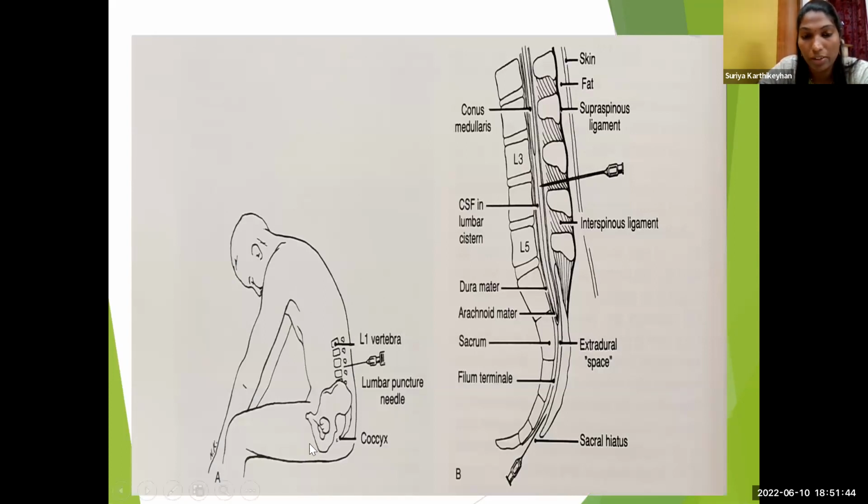And positioning of the patient. If the patient is lying on a couch, we can use the lateral positions, that is, the left lateral position or the right lateral position. And then we have to ask the patient to flex the thigh at the hip joint and also flex his neck.